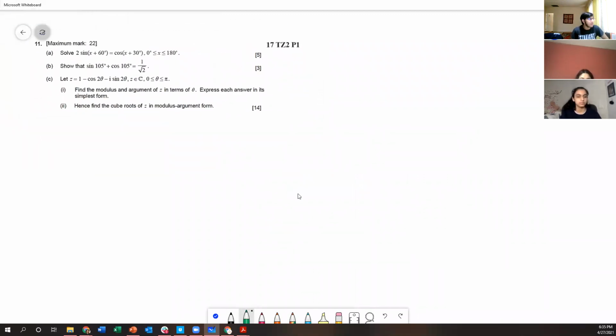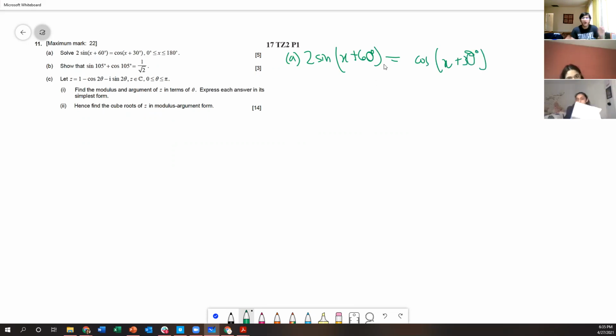So if we want to solve this first one here, trig equations are very hard to solve unless you apply properties. This first one here, part A, says solve 2 sine of (x + 60 degrees) equals cos of (x + 30 degrees). Immediately, right off the bat, I know I cannot deal with sines and cosines altogether. That's very tricky to do. I definitely don't know how to do that. So what would I do?